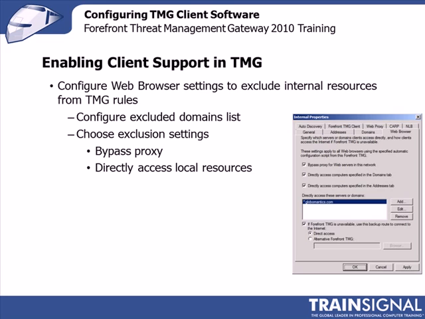You can see in the little screenshot on this screen that you can bypass proxy for web servers inside the network, directly access computers that are specified in the Domains tab, and directly access computers that are specified in the Addresses tab without having to worry about the rule sets. Basically, you can directly access these local resources, even if they're in the DMZ, although we'll need to create a rule for that later on. So let's go over to the Threat Management Gateway server and make these adjustments in the Web Browser tab on the internal network properties.